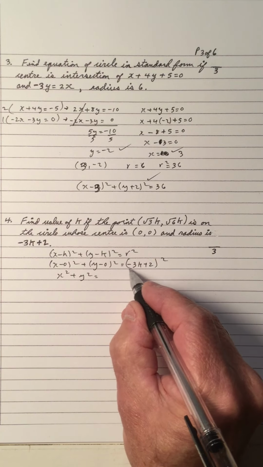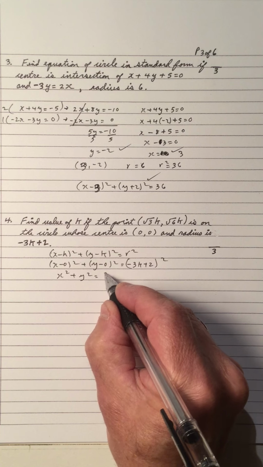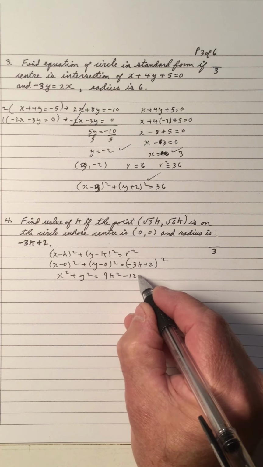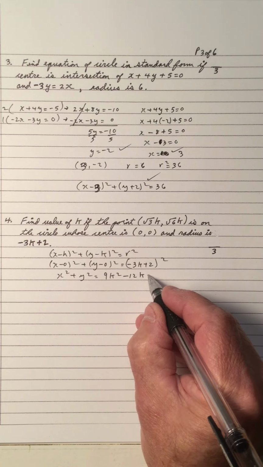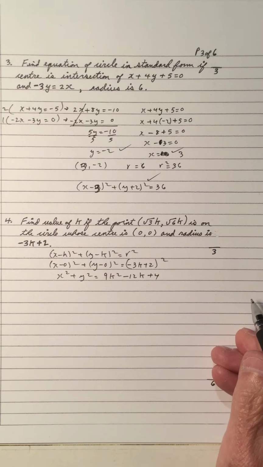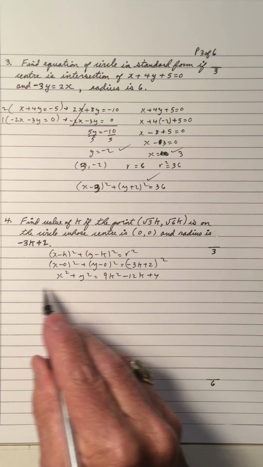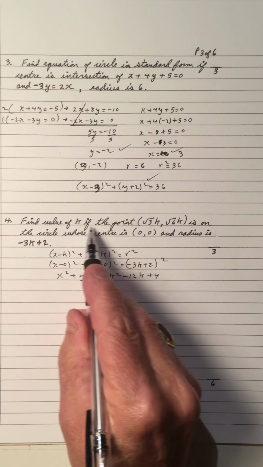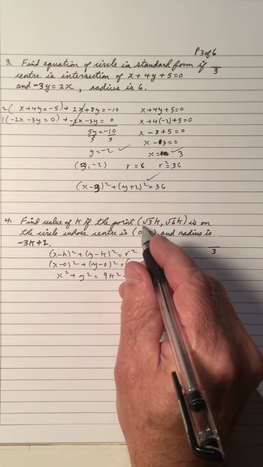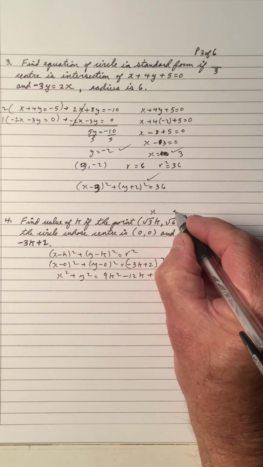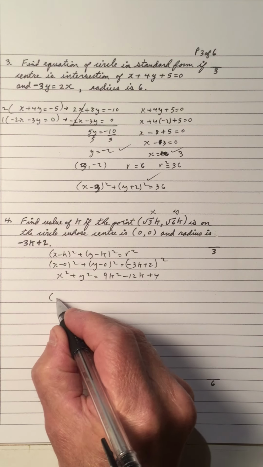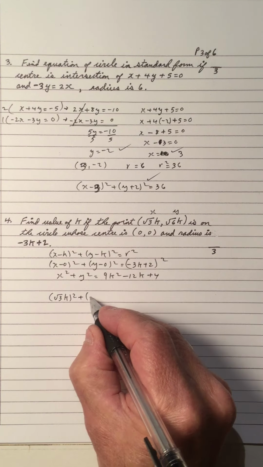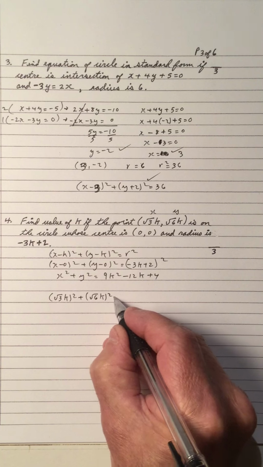So to square negative 3k is 9k squared. The product is negative 6k doubled, negative 12k, and 2 squared is 4. So we have that done. So we have a circle equation, but we've got x's and y's and k's. So we have to find the value of k if this point lies on the circle. This is the x value, and this is the y value. So we sub in, in place of x, root 3k and square it. We sub in, in place of y, root 6k and square it.